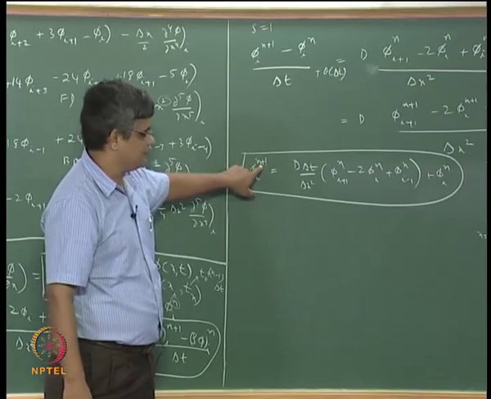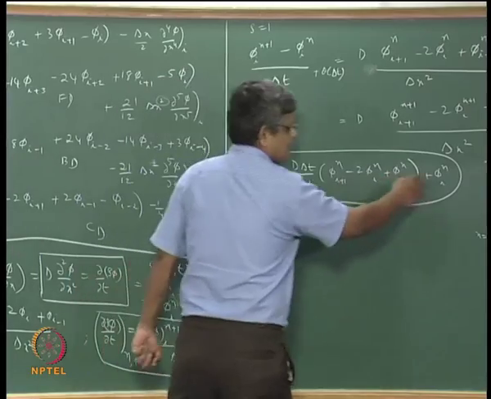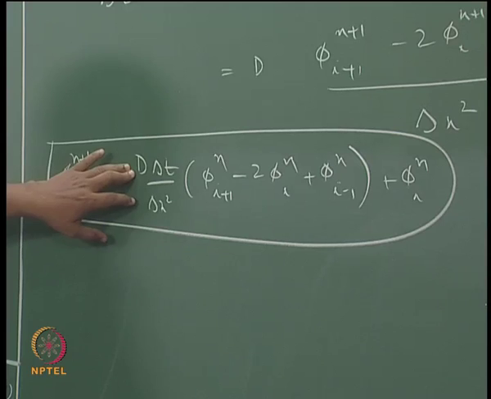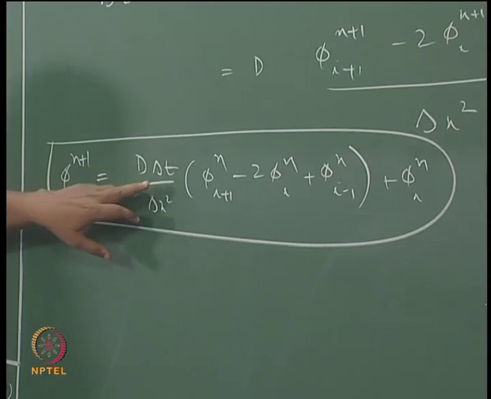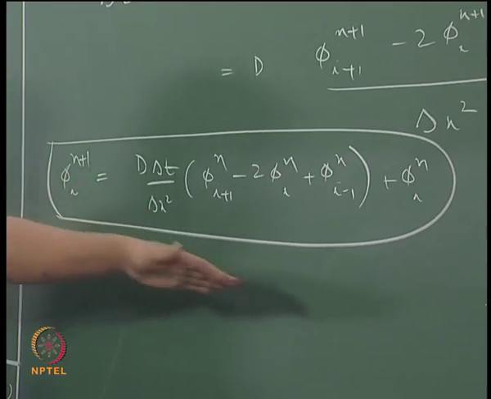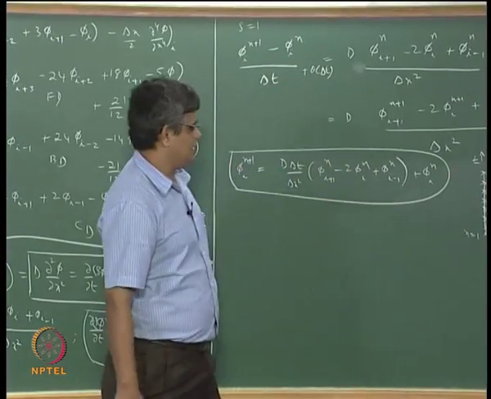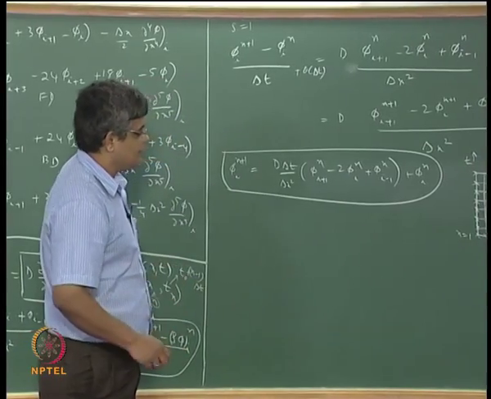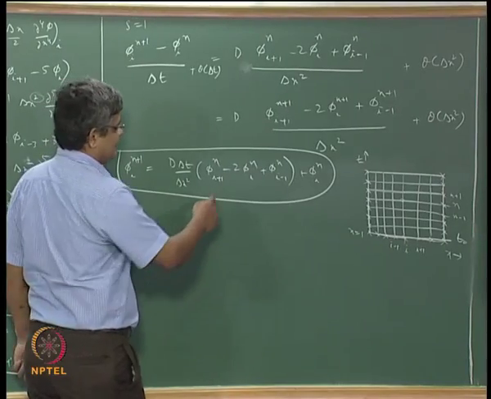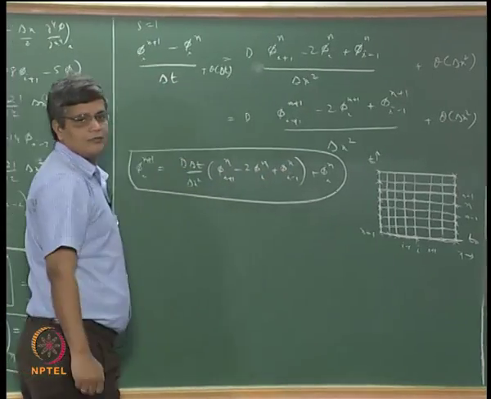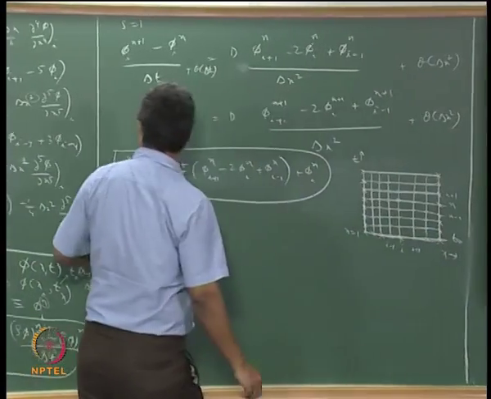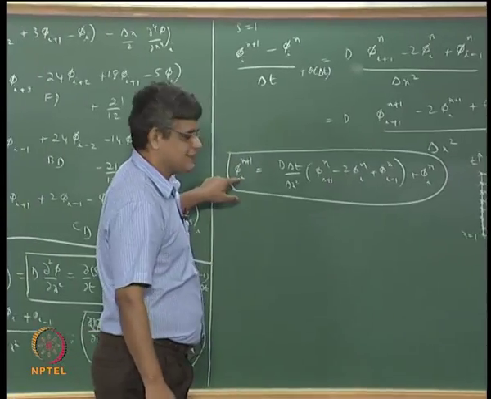Now when you see what is there on the right hand side, the diffusivity is specified as part of the specification of the problem. The delta t and delta x square are specified because we are specifying the grid spacing in the time domain and the space domain, and for n equal to 1, that is at the initial condition, we know all these values.